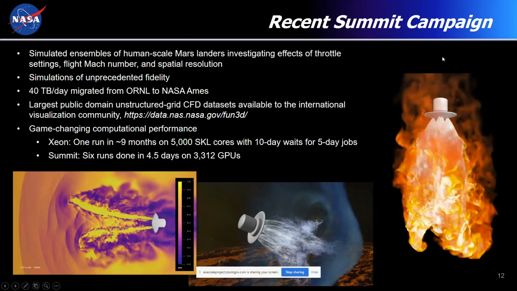At scale now, we've taken this GPU capability on Summit. We did a campaign last year on Summit, looking at human scale Mars landers. It's going to take a lander about the size of a 2-story house to take humans to Mars, about 30 metric tons to the surface. That's a huge jump up from where we're at right now with our little rovers. But we were able to look at throttle settings, flight Mach number, and spatial resolution through this campaign, simulations of unprecedented fidelity we could never dream of doing on our own in-house resources.